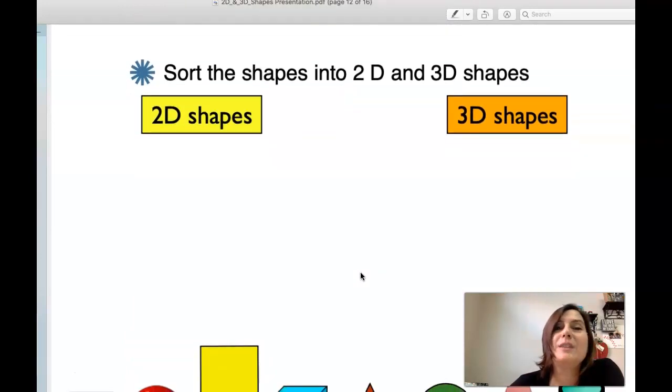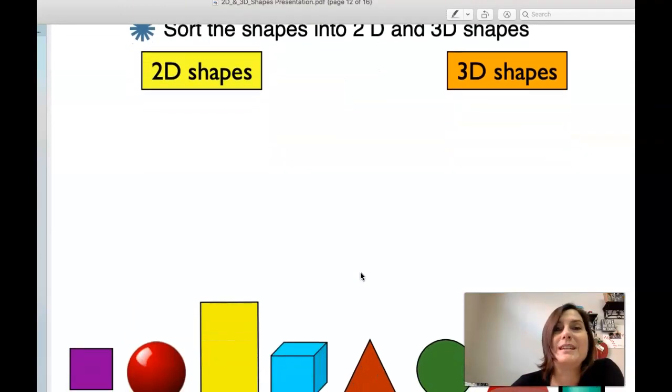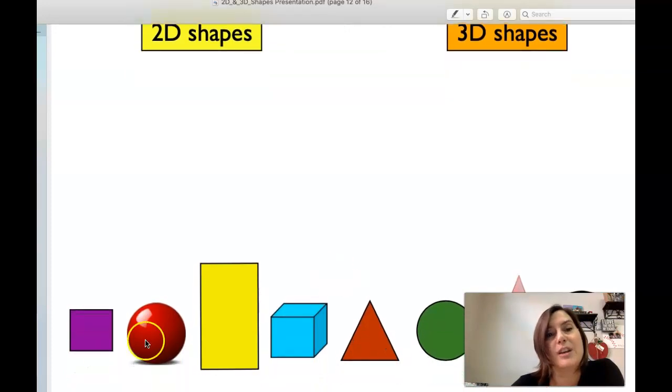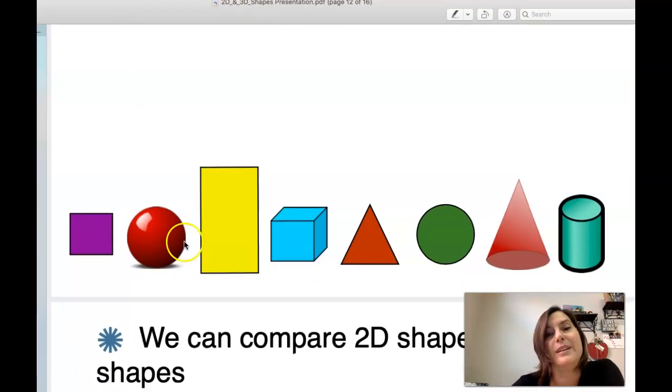Now, shapes can either be 2D or 3D, so let's take a look at these shapes and see which ones are 2D and which ones are 3D. Flat, 2D. Sphere is 3D. Flat, solid. Flat, flat, solid, solid. 2D, 3D, 2D, 3D, 2D, 2D, 3D, 3D.